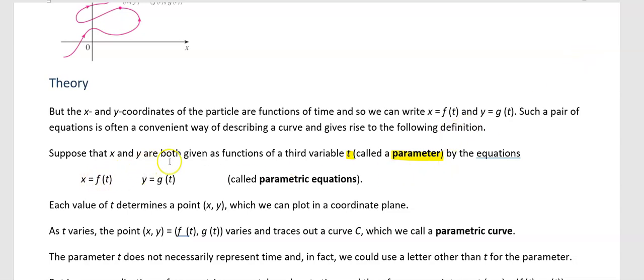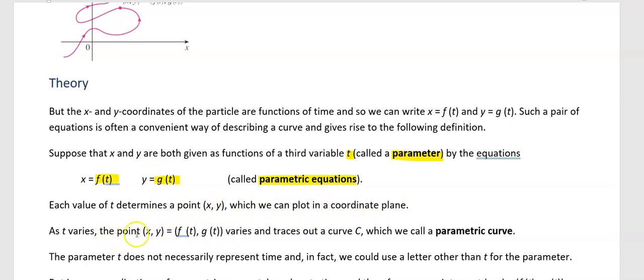So suppose that x and y are both given as functions of a third variable t, and they're given by the equations x equals f of t and y equals g of t. Because they're in that third variable, these two equations are called parametric equations. Each value of t determines a point, x y, which we can plot in a coordinate plane.